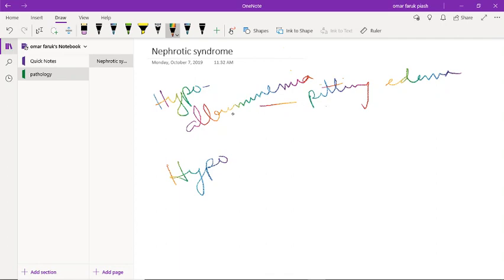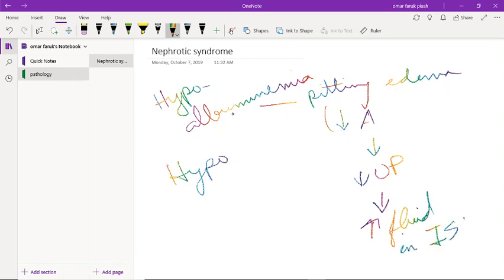As there is decreased albumin, there is decreased oncotic pressure and increased fluid in the interstitial space. There is hypogammaglobulinemia. For hypogammaglobulinemia, there is increased risk of infection.